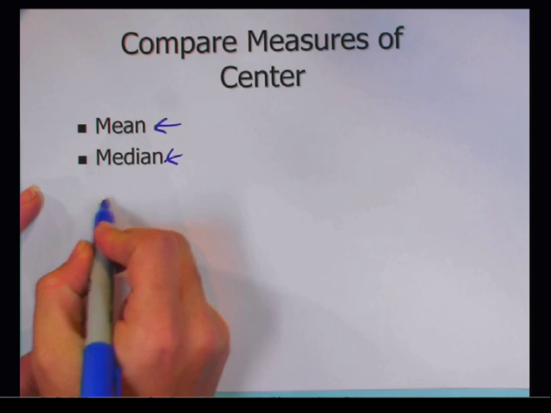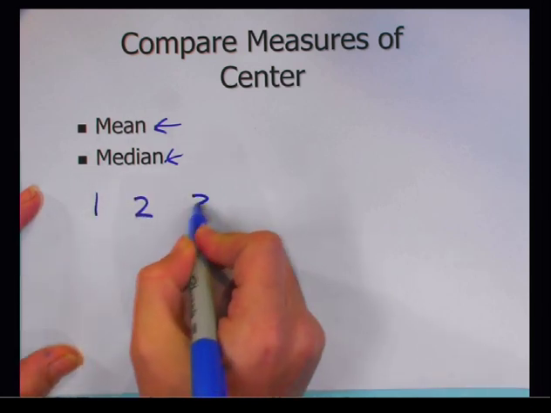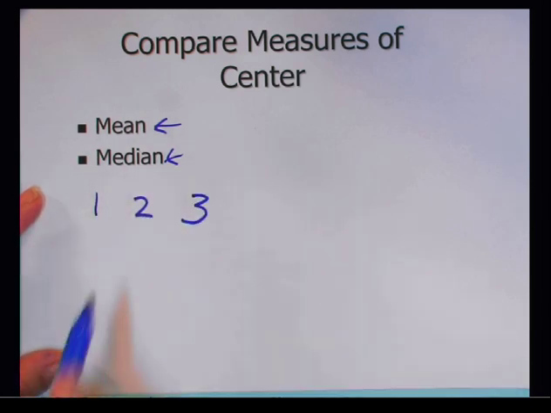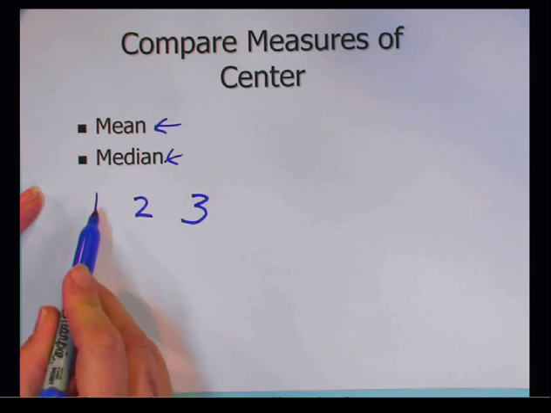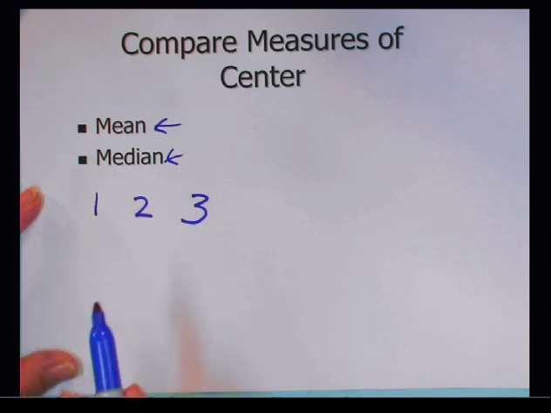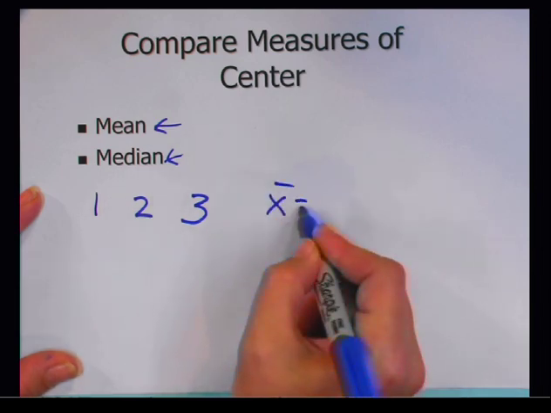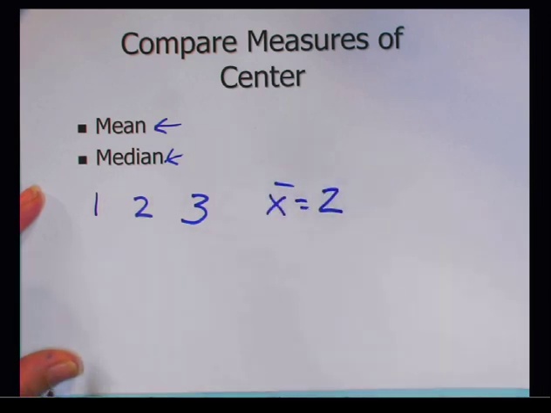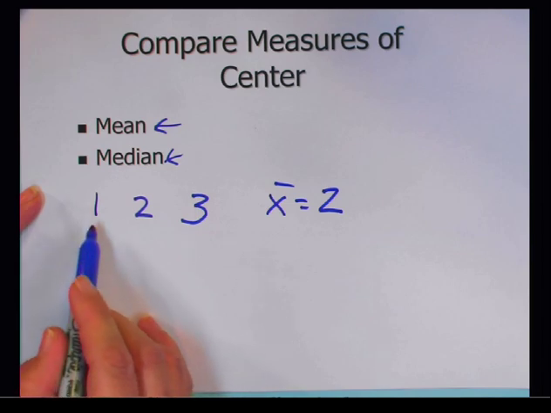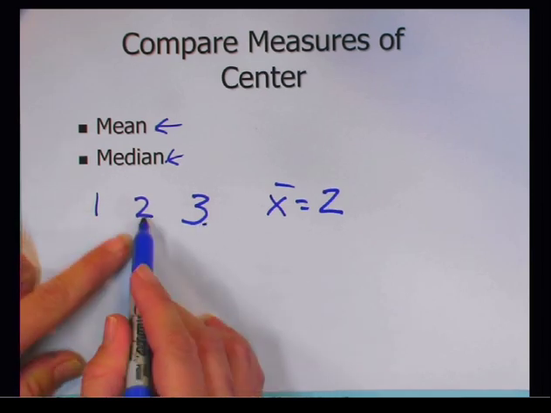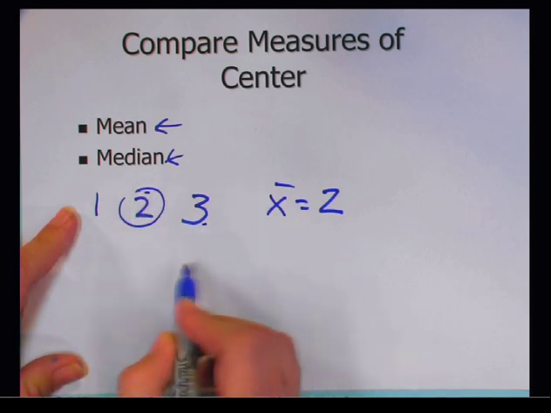Let's take this for example. 1, 2, and 3, these numbers. If we were to take the mean of these numbers, you'd add 3 plus 2 plus 1, 6, divide by 3, and your average is 2. So here's our average. Now, if you were to take the median, outside number, move to the inside, 2 is also your median.